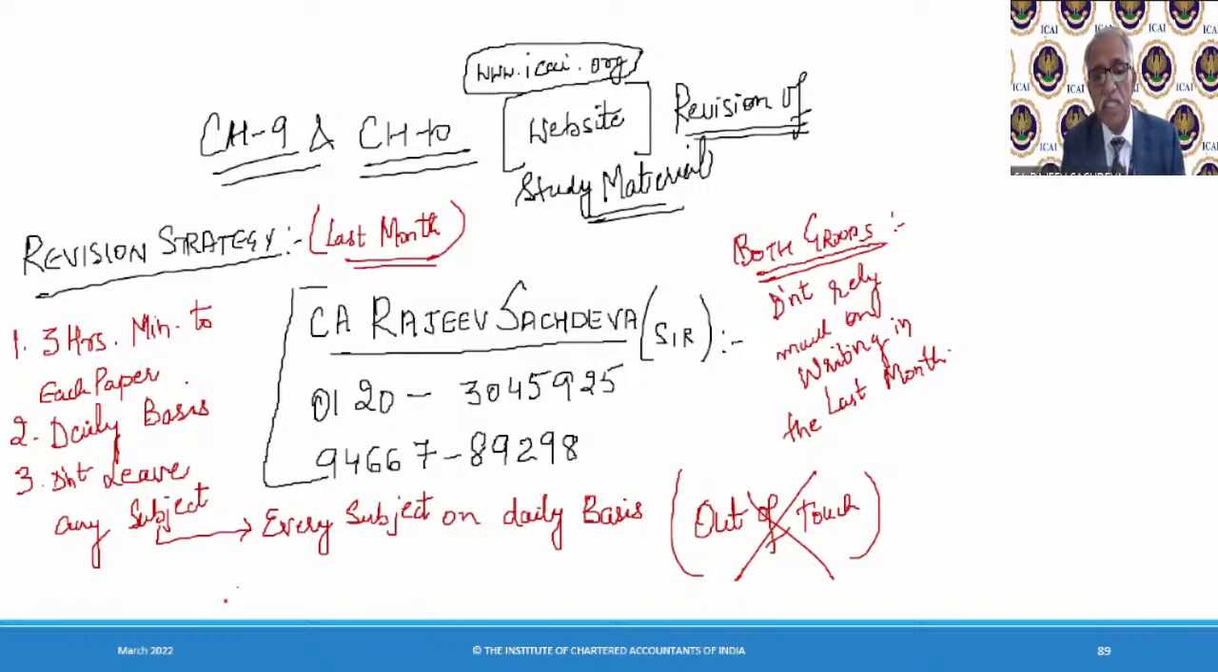सेक्शन 22 चार्जिंग सेक्शन है, हर एक हेड का एक चार्जिंग सेक्शन है. सेक्शन 15 इज चार्जिंग सेक्शन ऑफ सैलरी, सेक्शन 22 हाउस प्रॉपर्टी, and then other sources charging section is 56.